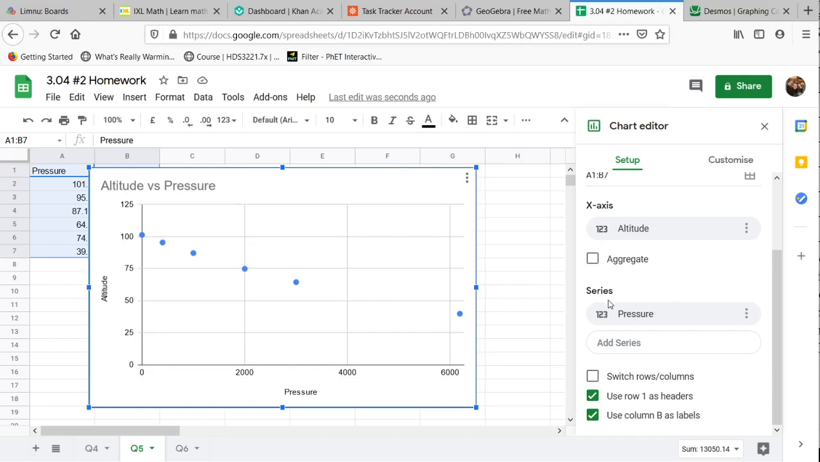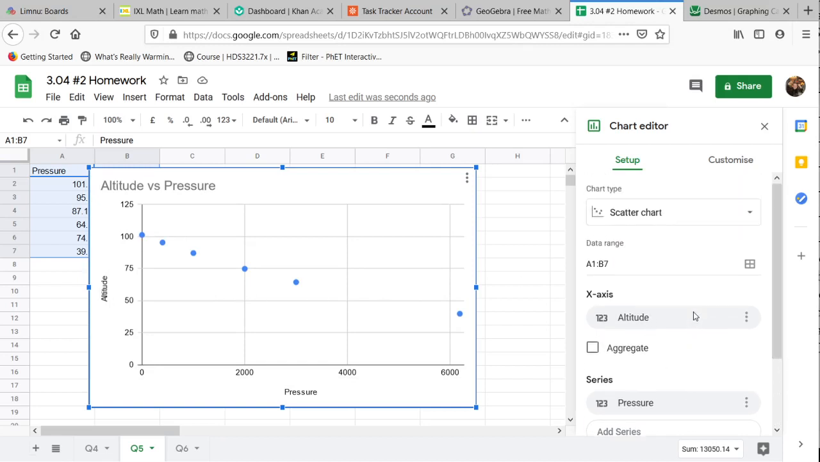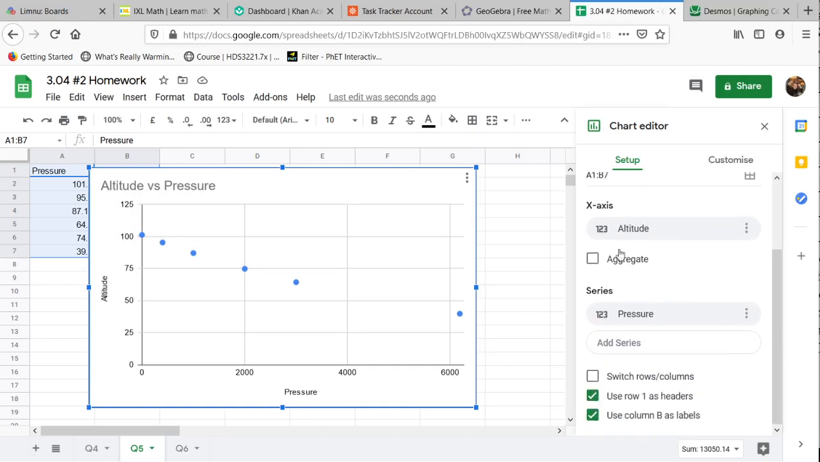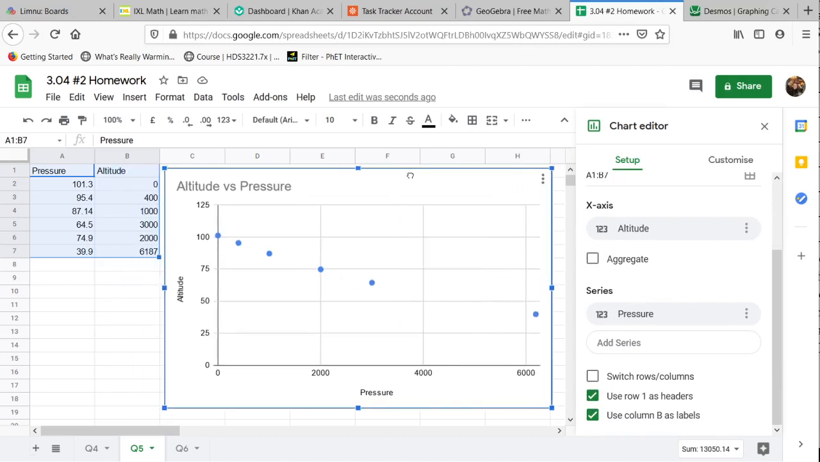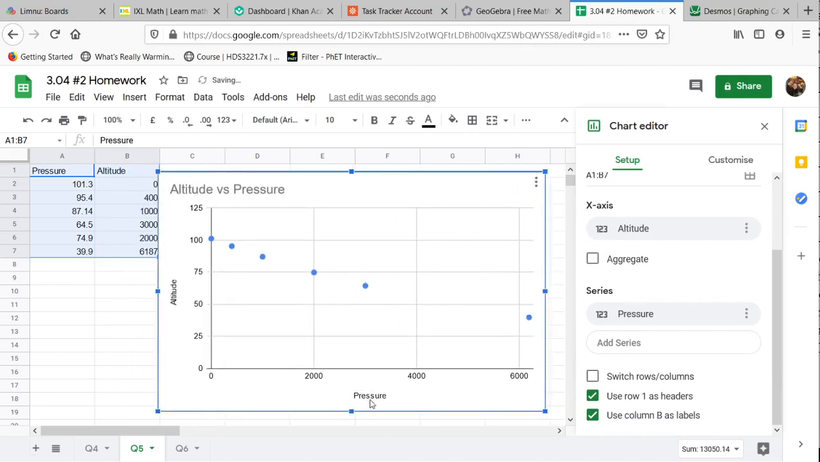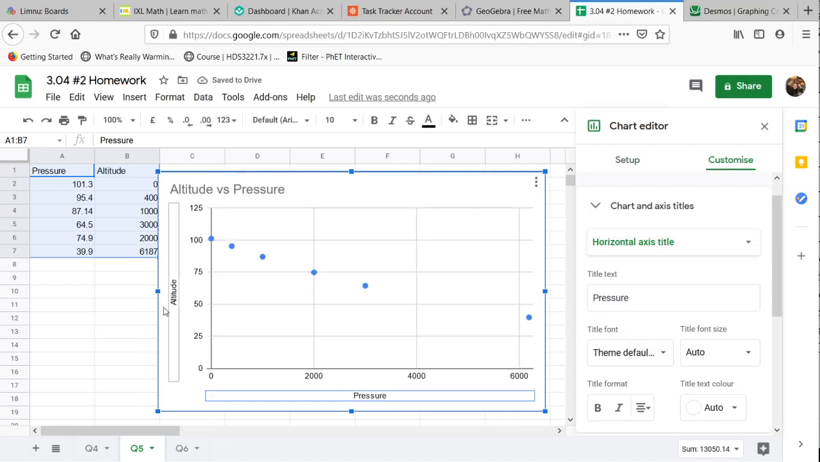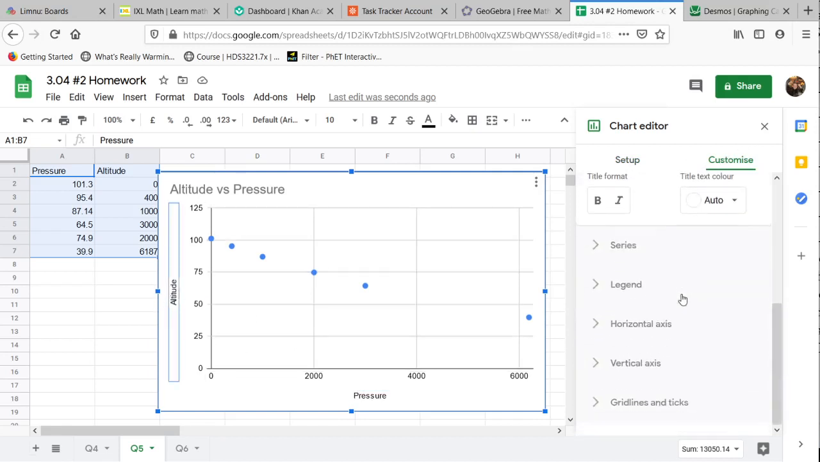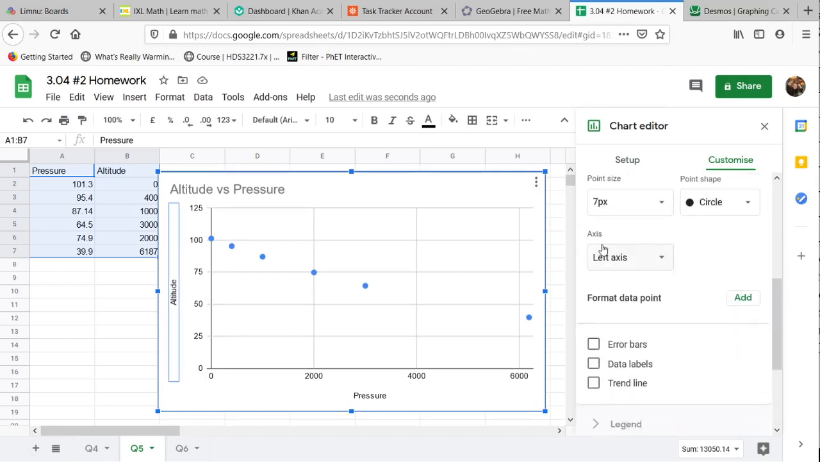Sorry, no, altitude has to be on the x. I don't know why this says altitude versus pressure. The altitude needs to be on the x-axis, and yet this is still putting it on the y. Oh, no, it's just the labels that are messed up. So the numbers are correct here. It's the labels that it's getting incorrect.